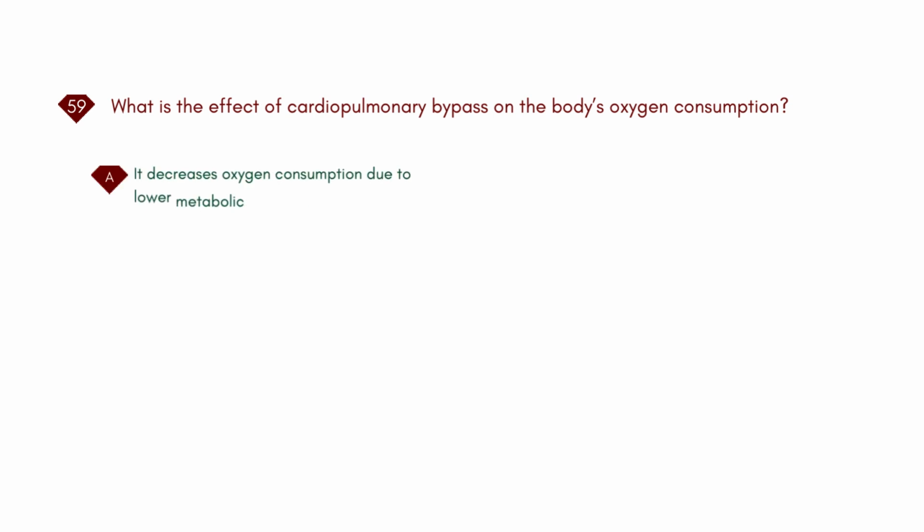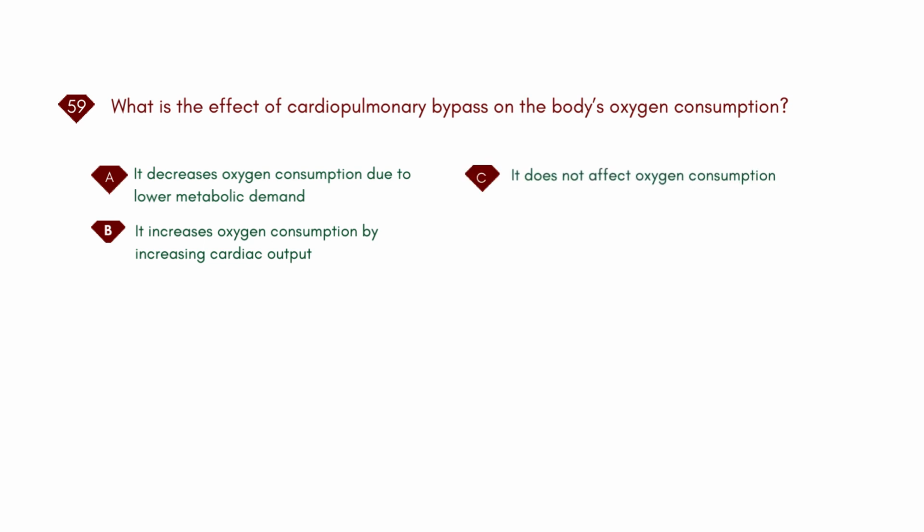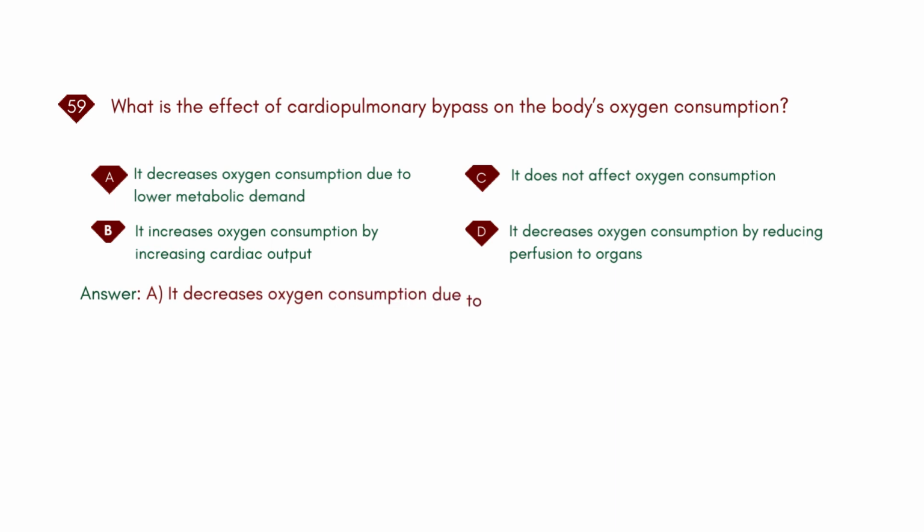A. It decreases oxygen consumption due to lower metabolic demand. B. It increases oxygen consumption by increasing cardiac output. C. It does not affect oxygen consumption. D. It decreases oxygen consumption by reducing perfusion to organs. Answer: A. It decreases oxygen consumption due to lower metabolic demand.